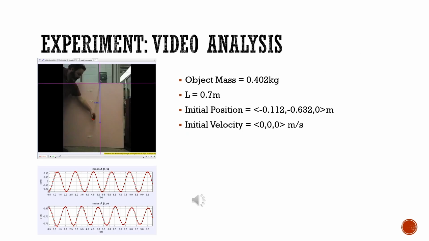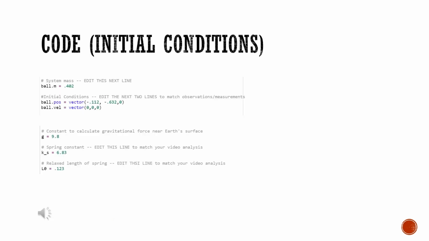The first part of the experiment is video analyzing a spring. As you can see, the object mass starts at 0.402 kilograms and the length of the spring is 0.7 meters. The initial position and the initial velocity are given right there. After you track the spring's movement frame by frame, you receive the graph at the bottom from the tracker software. We do the same for the code, where you plug in all the initial values like the ball mass, the initial position, and the ball velocity, as well as your gravitational constant, spring constant, and the relaxed length.